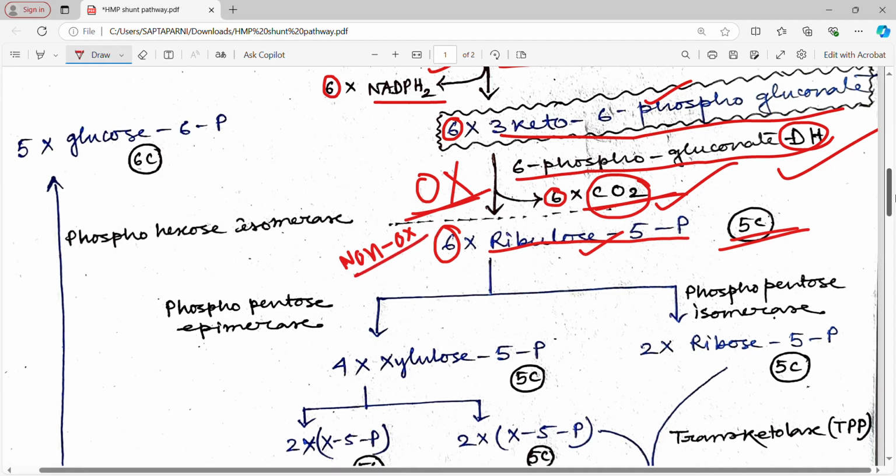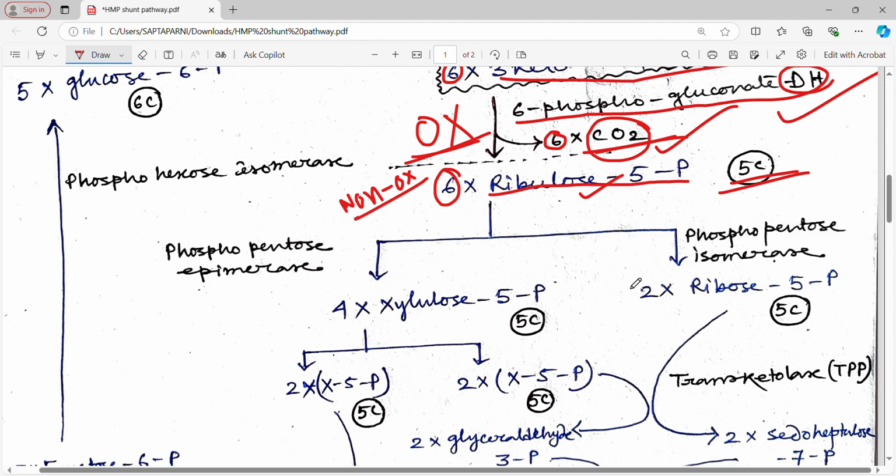Now from these 6 molecules of ribulose 5-phosphate, you can see 2 molecules of ribose 5-phosphate are formed and 4 molecules of xylulose 5-phosphate are formed. Both of these are 5 carbon compounds. Ribulose 5-phosphate and ribose 5-phosphate are isomers of each other. Ribulose 5-phosphate is a keto sugar, whereas ribose 5-phosphate is an aldose sugar. So the enzyme which isomerizes the ribulose 5-phosphate into ribose 5-phosphate is phosphopentose isomerase.